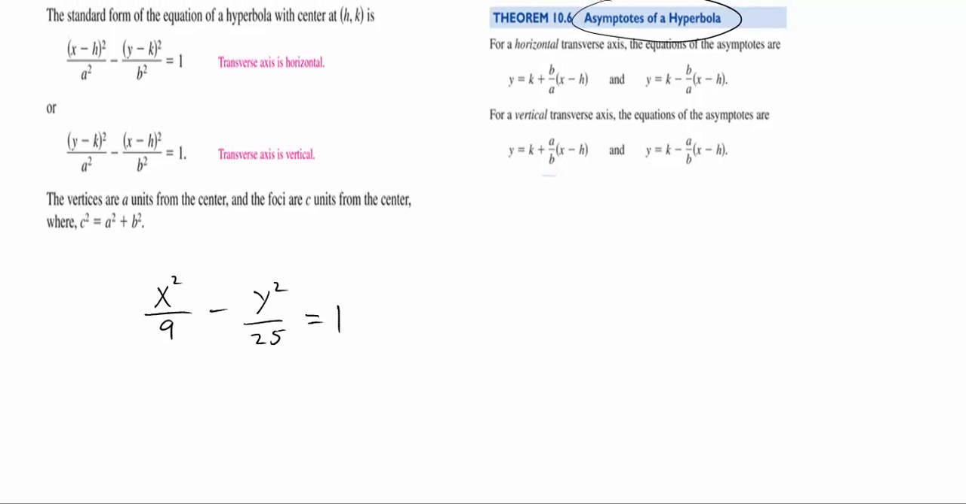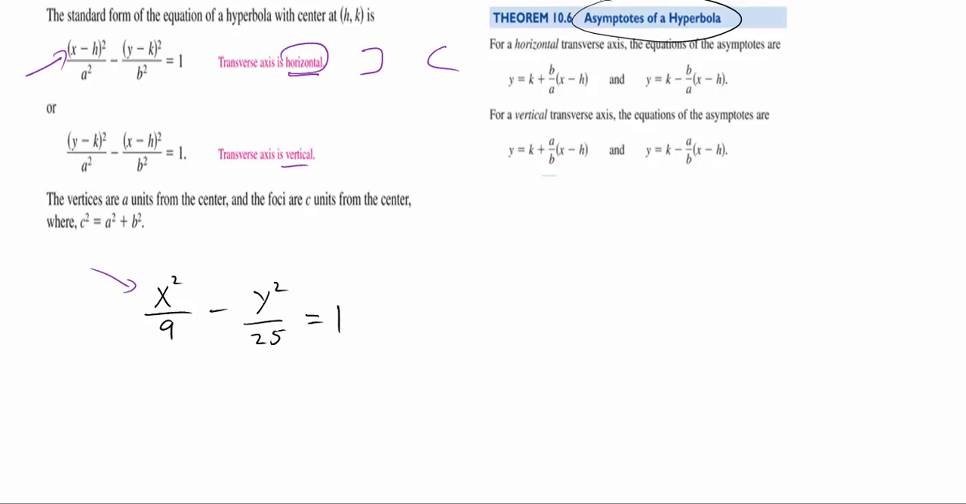First of all, we're going to look up here and figure out, is this going to be horizontal or vertical? Well, we can see that we have the x squared first, so that tells us it's going to have a horizontal axis. What that means is it's going to open to the left and to the right.